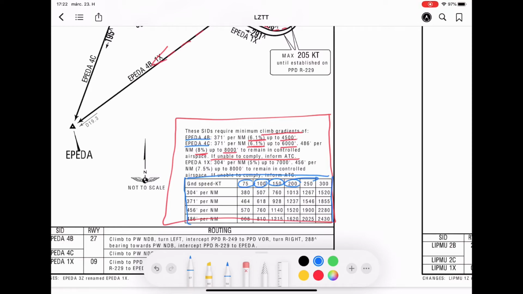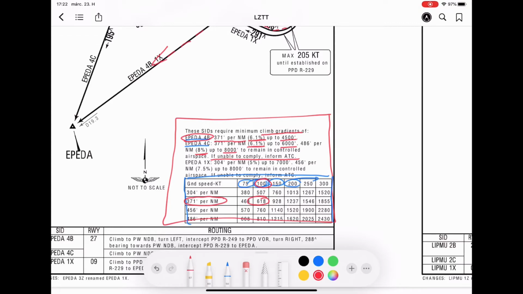It shows you, if you're going, let's say, with 100 knots, and you want to comply with the ATPL 4 Bravo, it tells you that you need to climb 371 feet per nautical mile. And here you have the 371 feet per nautical mile. So therefore, the minimum rate of climb that you need to achieve is 618 feet per minute, right?